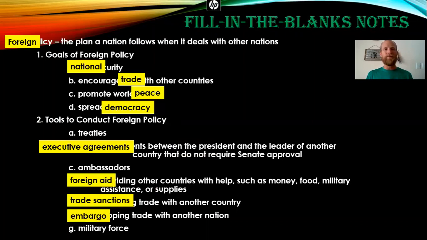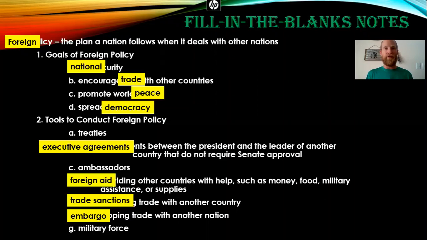Again, embargo in your worksheet packet said that it's when we join other countries in stopping trade with another country. Not necessarily so. In common language, embargo is just stopping all trade with another country. Again, it could be just the US stopping trade with another country, or it could be a collection of countries, our allies, grouping together to stop trade with another country.